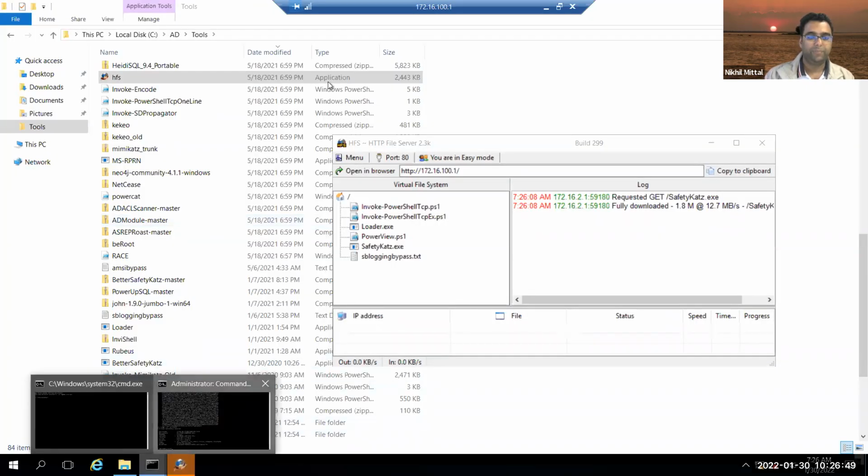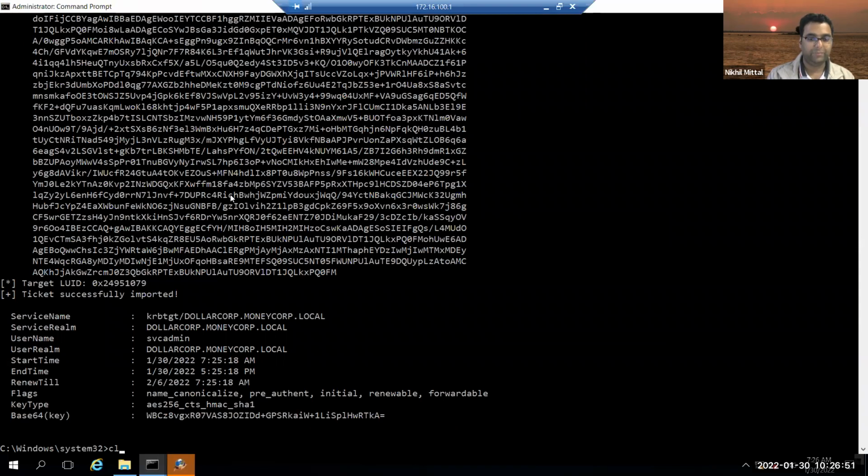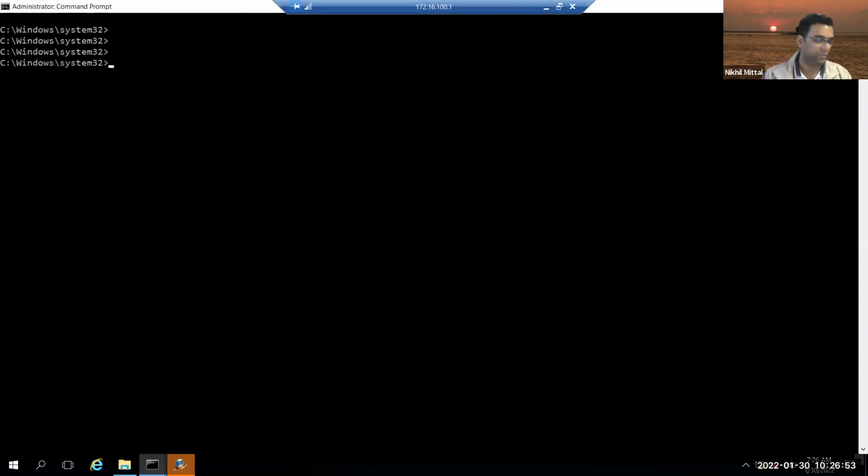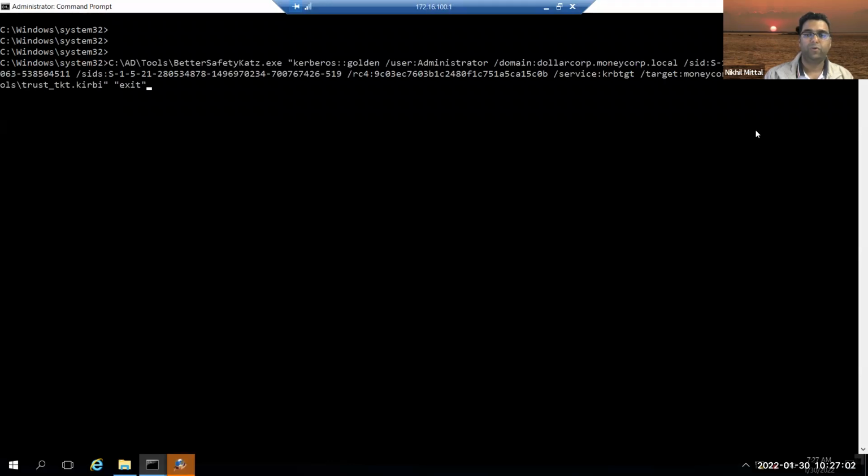Now from a process running as a local administrator, that is a high integrity process on our student VM, we can simply use better safety cards to forge an interrealm TGT. All right, the RC4 is what we extracted. This is the SID of enterprise admins. Let's run this.